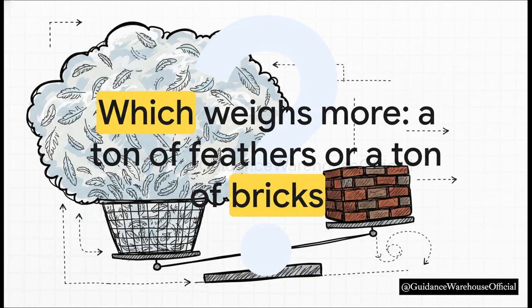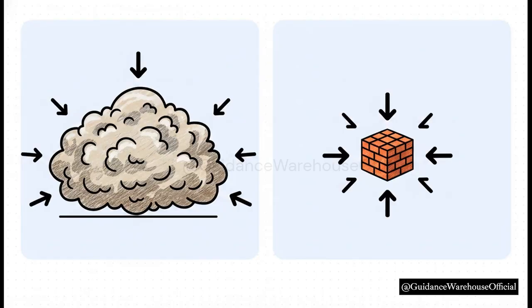physics. We're so tempted to think of the bricks as heavier just because of how tightly packed they are. And that brilliantly illustrates this hidden variable. The masses are identical, but the physical space, the volume, occupied by the feathers is absolutely massive compared to that small, compact pile of bricks. The mathematical difference we're dealing with here is their density.